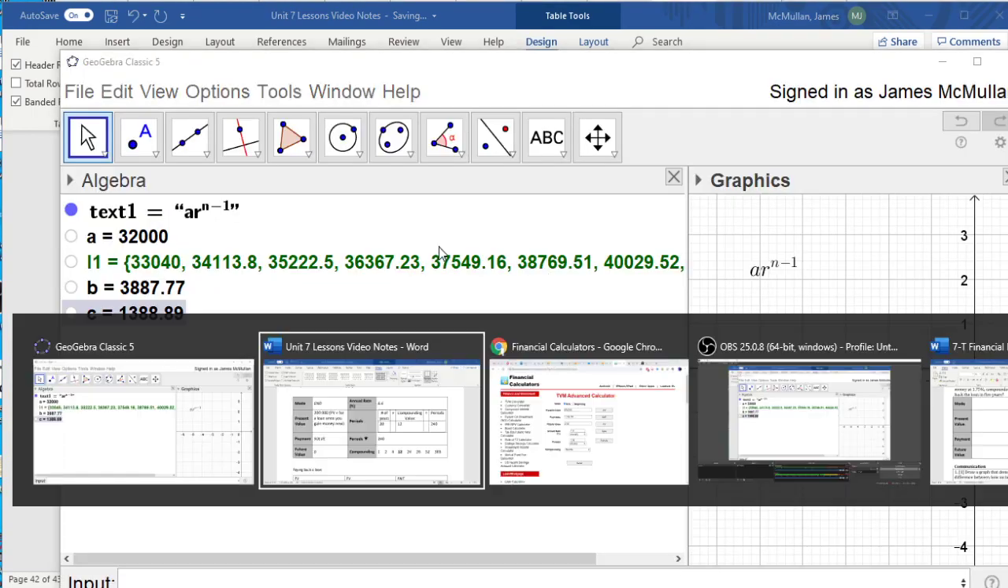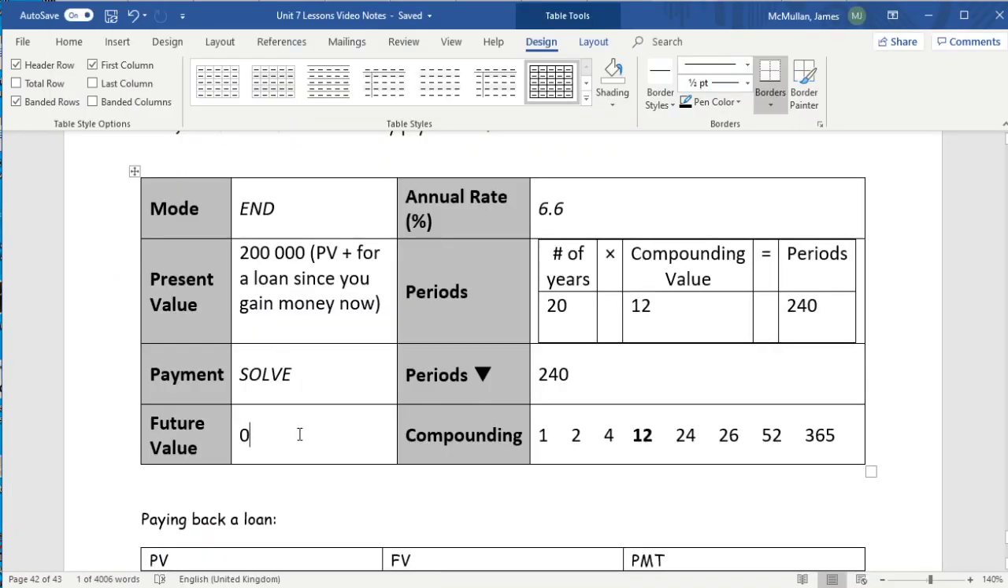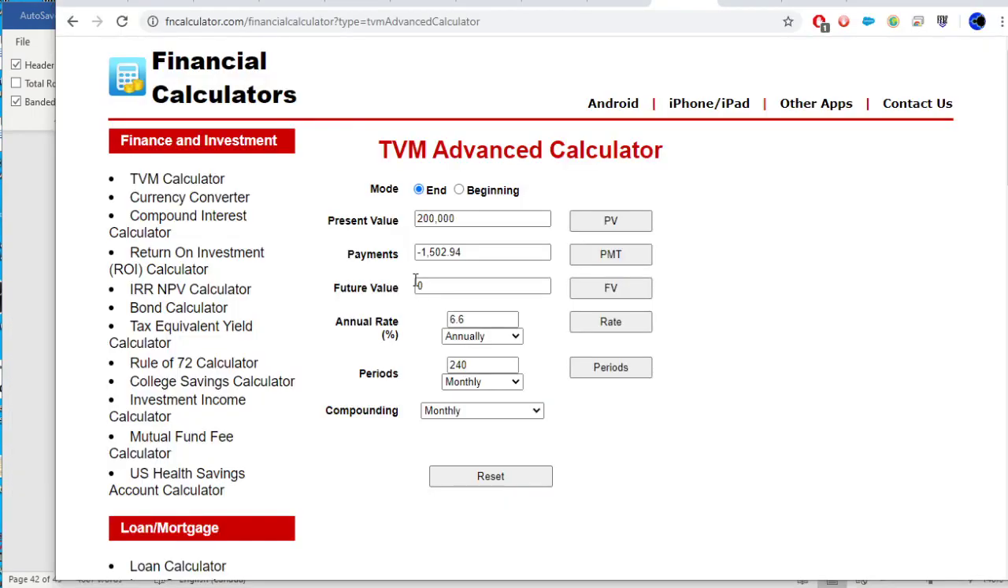And if you solve this one, let's go back and make the future value 0 and solve for the payment. We get 1502.94. And it's negative because he has to pay that back. Now, of course, the future value, if you calculate it here, says $2.06 because this is rounded. Really, he would have to pay some decimal in the payment, but we're going to ignore that for what we're doing right now.